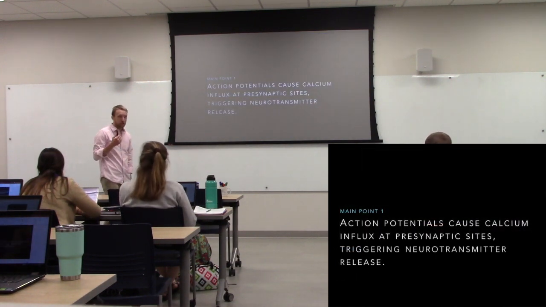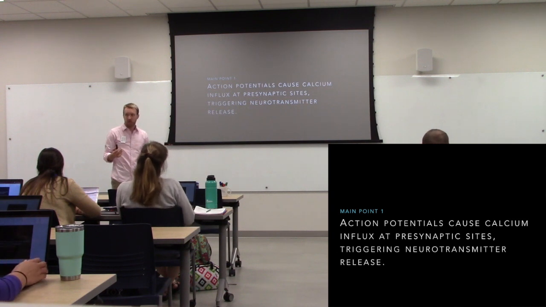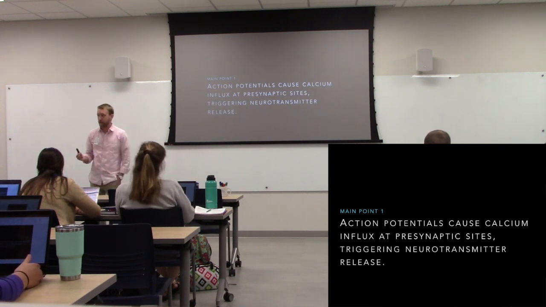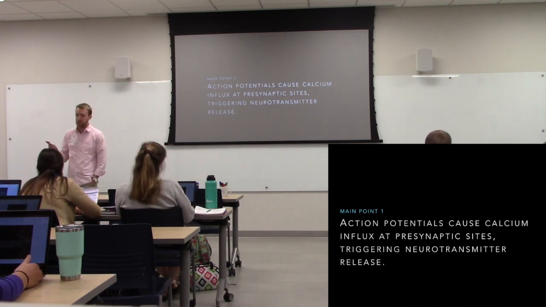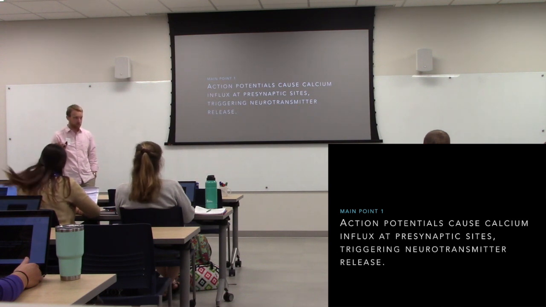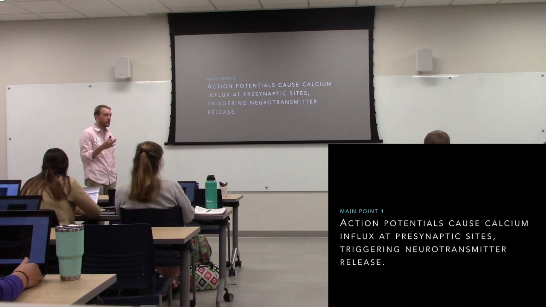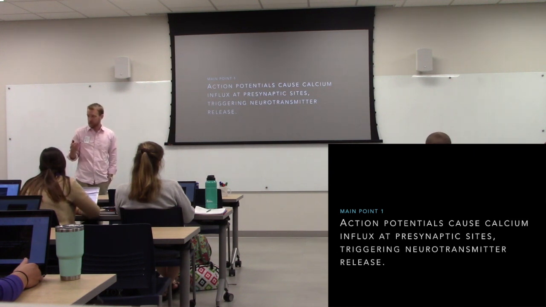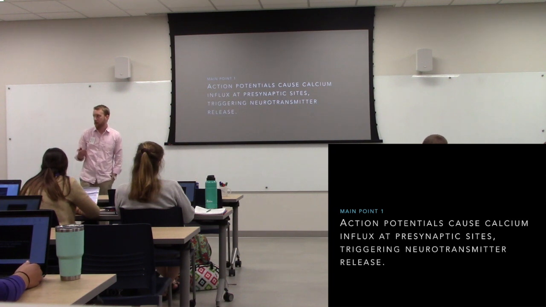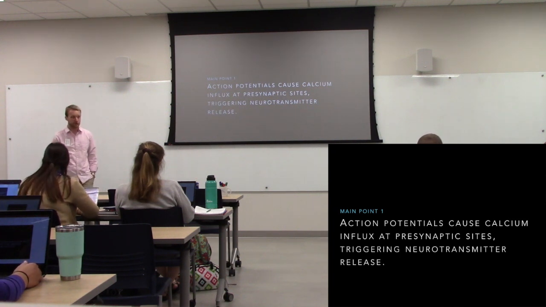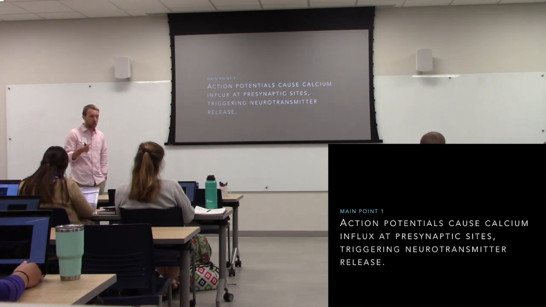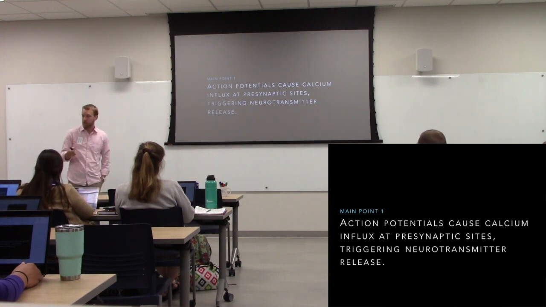So when the action potential travels down the axon, it's going to activate voltage-gated sodium and potassium channels. And at presynaptic sites, it's going to activate voltage-gated calcium channels. So same idea, but different ion selectivity. We're going to let calcium flow in, and that calcium is going to cause some sort of change. Calcium is a secondary messenger, meaning that it can act on intracellular proteins and modify their function. Some of those proteins are going to be involved in neurotransmitter release.